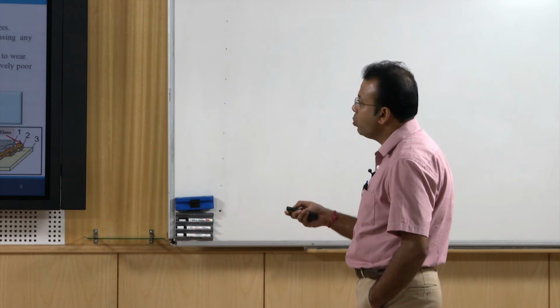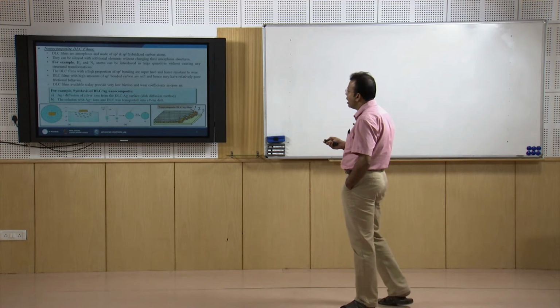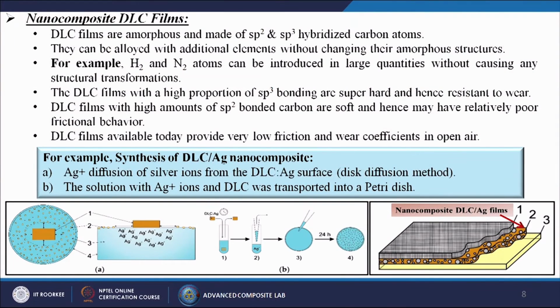The DLC films with a high proportion of sp3 bonding are super hard and hence resistant to wear. DLC films with high amounts of sp2 bonded carbon are soft and hence may have relatively poor frictional behavior. DLC films available today provide very low friction and wear coefficient in open air. That is the most vital application of this DLC film.